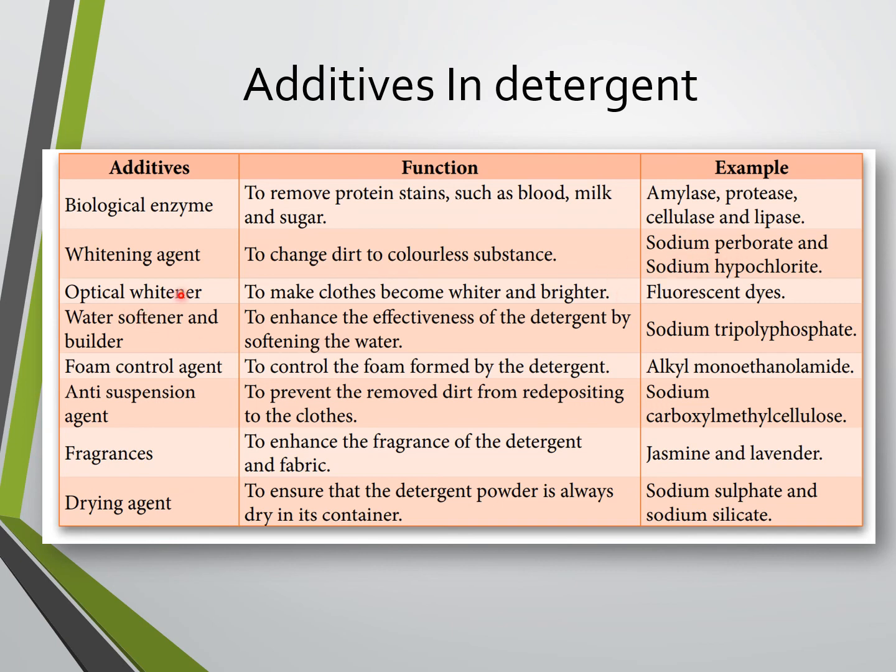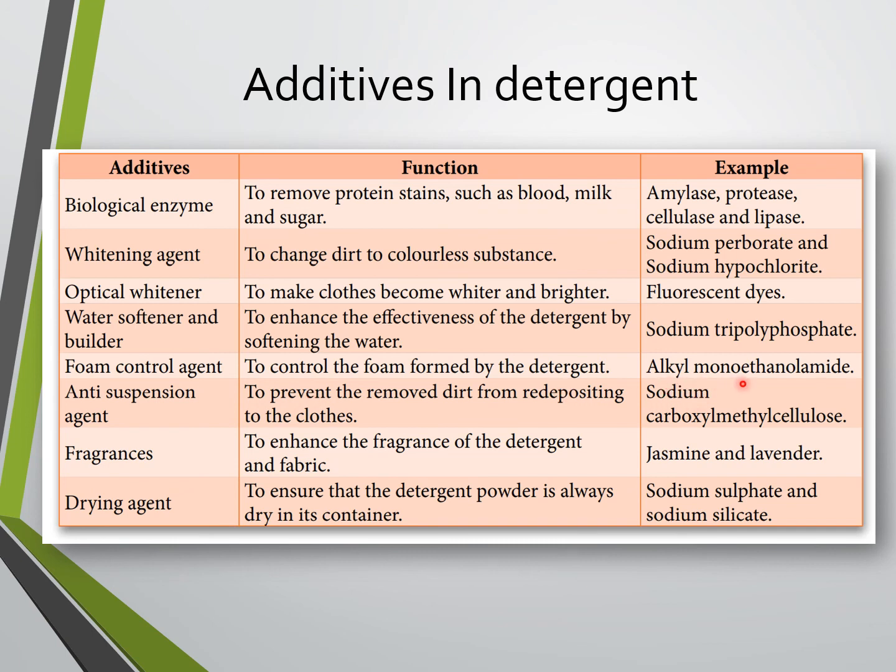Optical whitener makes clothes become whiter and brighter. Example, we have fluorescent dyes. Water softener and builder enhance the effectiveness of detergent by softening the water. Example, we have sodium tripolyphosphate. Foam control agent. Is foam not good? It controls the foam. If we produce more foam, more water is needed to clear the foam. So by adding foam control agent, you can save the usage of water.